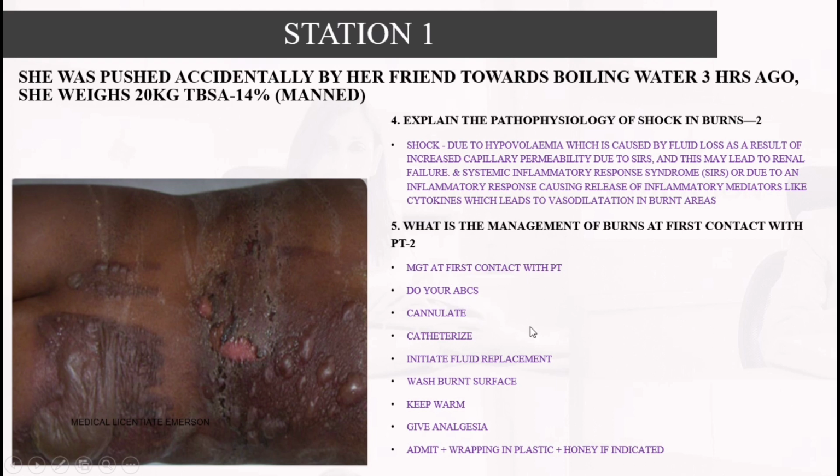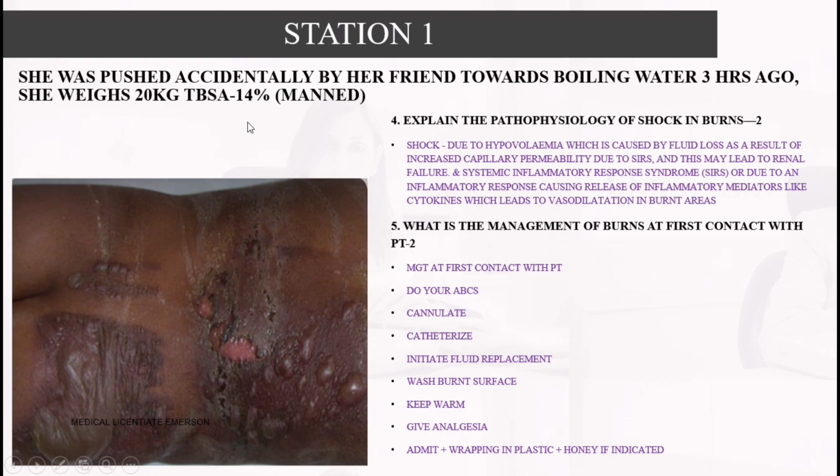Make sure you remember your ABCs. This is just to help you remember. What we are going to do is cannulate, catheterize the patient, initiate the fluid replacement, and wash the burn surface. Make sure you keep the patient warm, and you give analgesia, especially if they are in pain or complaining of pain. Then the last part is for admitting.